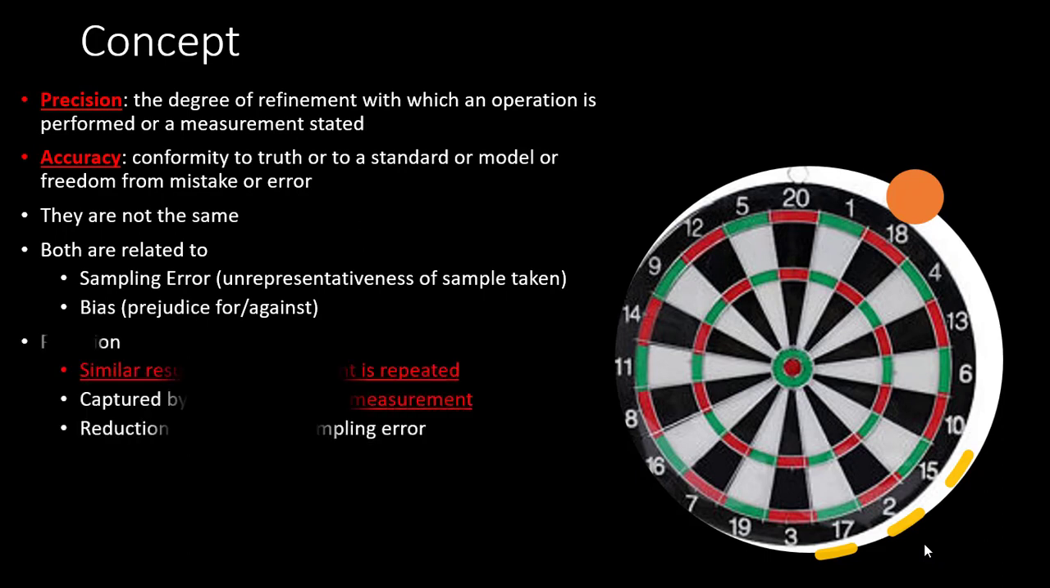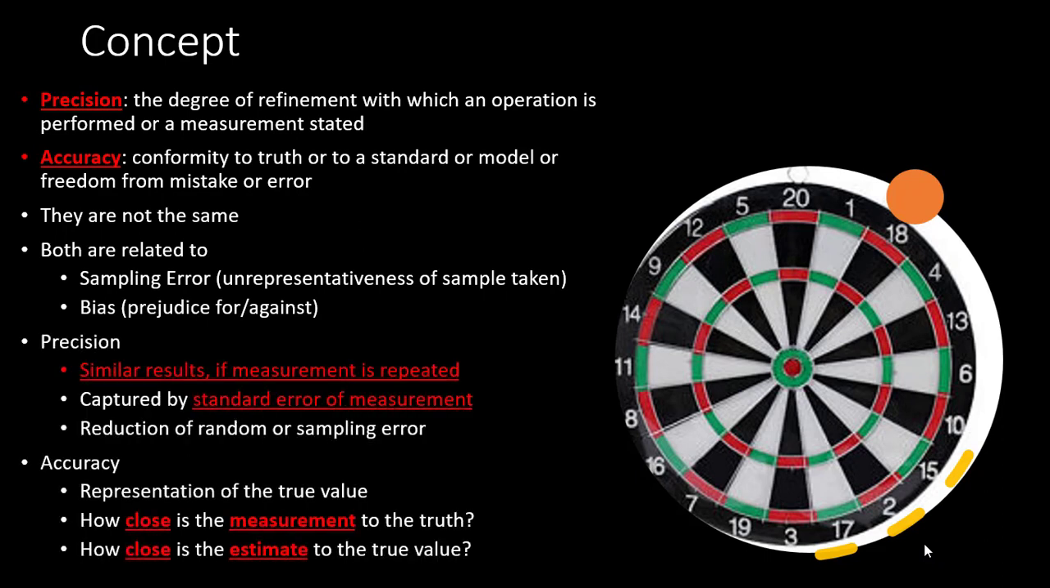A quick dictionary definition. Precision has to do with the degree of refinement with which an operation is performed or a measurement is stated. How fine-tuned is the measurement stated or the operation is performed? The degree of refinement of such is what we refer to as precision. Accuracy, on the other hand, has to do with conformity to the truth or freedom from mistake or error. So if something is truthful, then it is free of error.